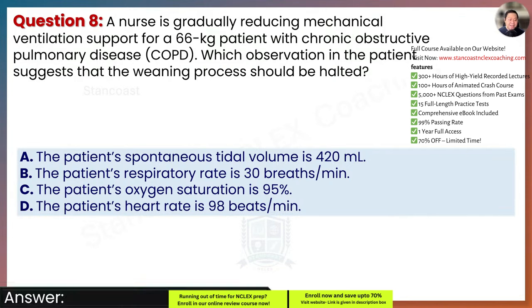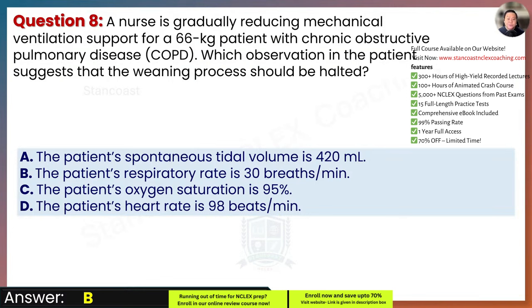The answer is letter B. And why is that? And so, if you're the nurse weaning this patient off the mechanical ventilator, especially that they're diagnosed with COPD, the key here is to assess whether their lungs can handle breathing on their own without excessive strain. And so the nurse is watching for signs of distress.